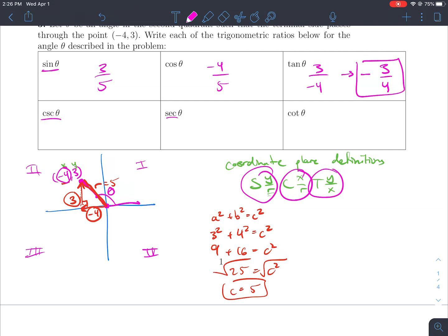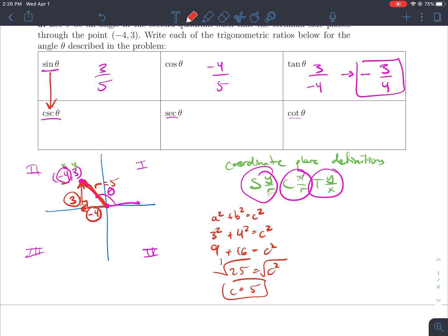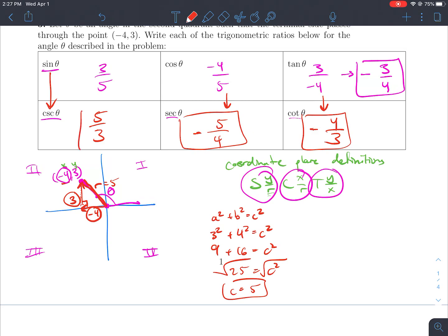Each one of these is just a reciprocal, and so we're just going to flip the corresponding one. Sine, when you flip it, becomes cosecant, so 5 over 3. Secant is the flip of cosine, so -5 over 4. Put the negative sign out front. Cotangent, when you flip it, is -4 over 3. And we've got all of our reciprocal trig functions, just using the fact that they're reciprocals.